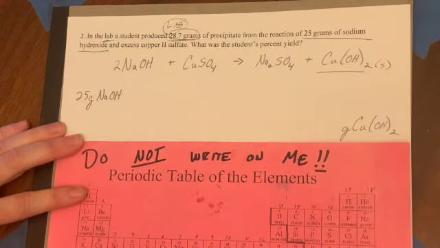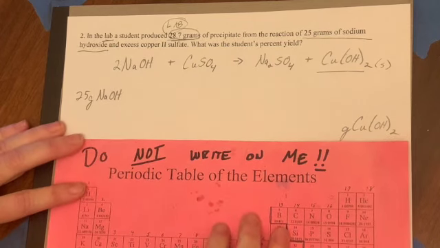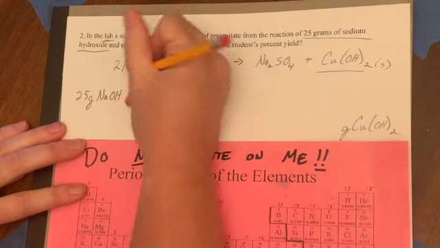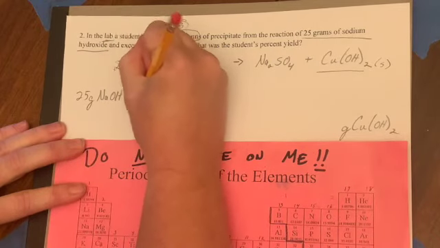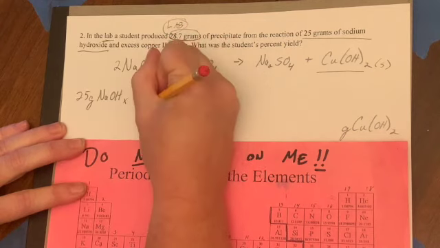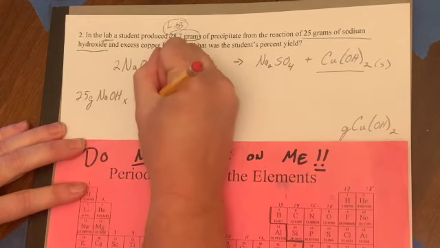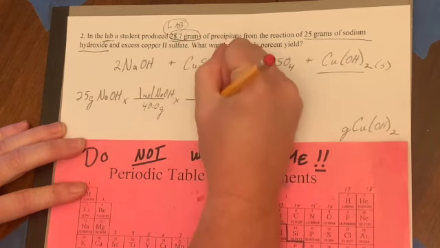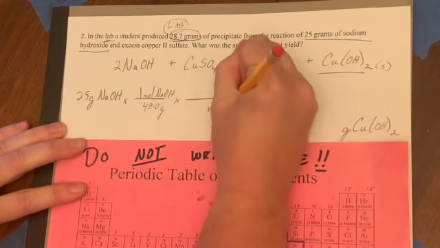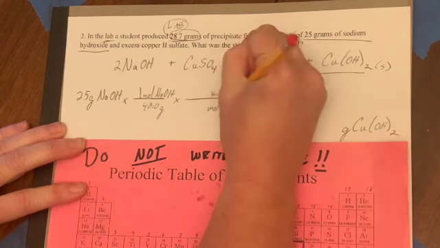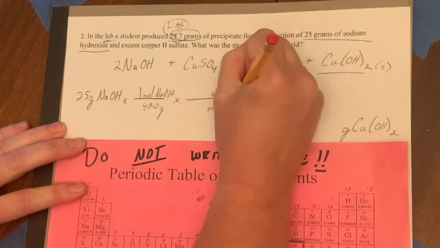All right, if you want to take a moment and pause, you can try this yourself. All right, I'm going to go on ahead. 1 mole of NaOH has a mass of 40 grams. That's from the periodic table. All right, I'm now going to do my mole to mole ratio. I have moles of NaOH on the bottom, moles of my precipitate, which is copper(II) hydroxide, on the top.